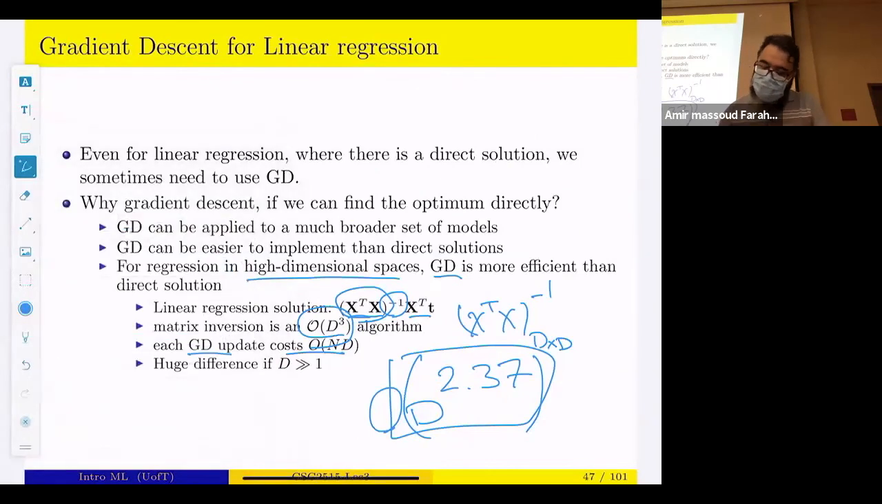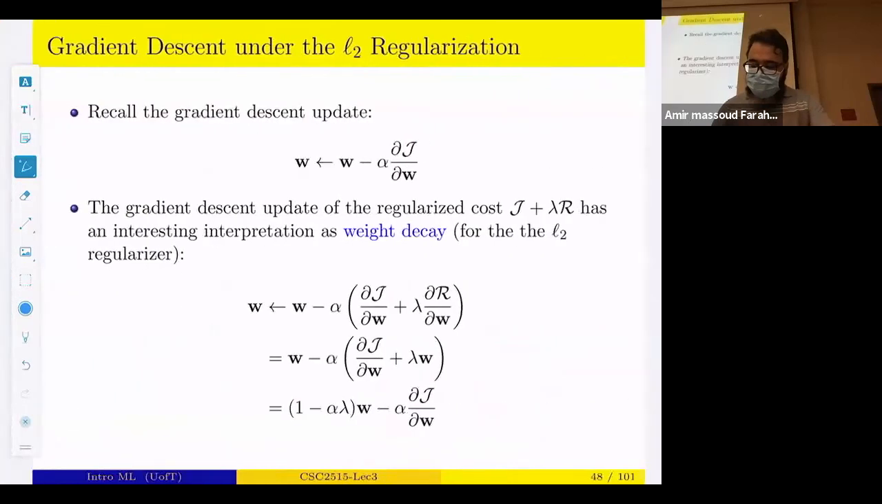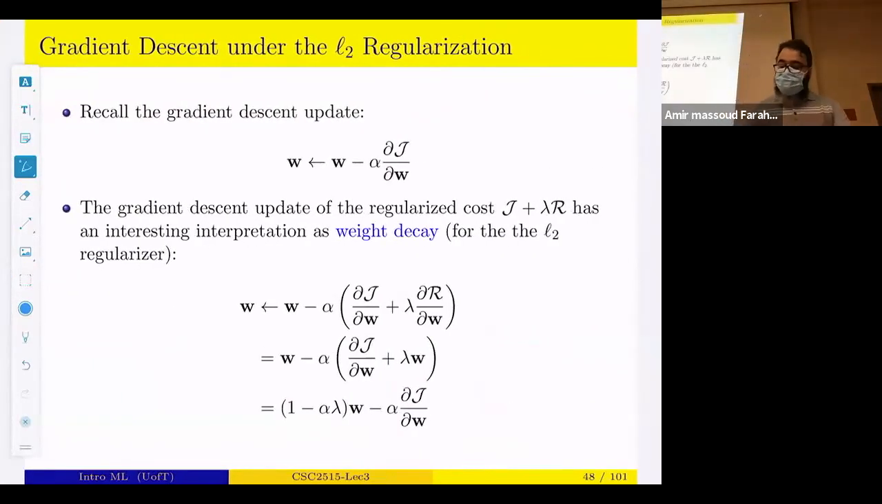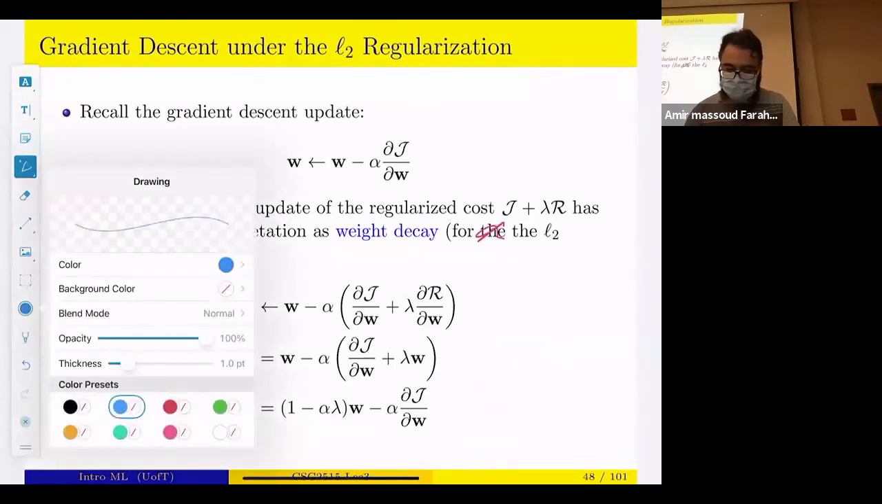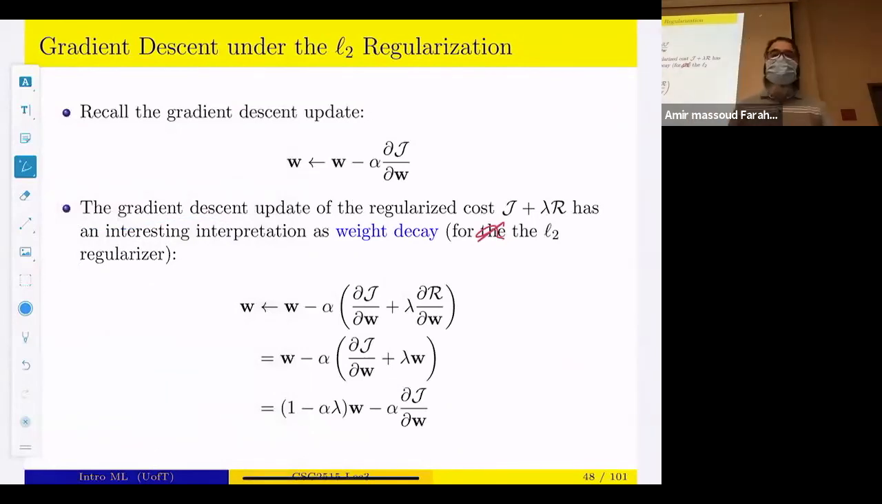Okay, and if the dimension is very large, then it is possible that D cubed is going to be much larger than n times D. Of course, it depends on the number of data points. Another point that I want to mention is, okay, so this is the gradient descent updates.